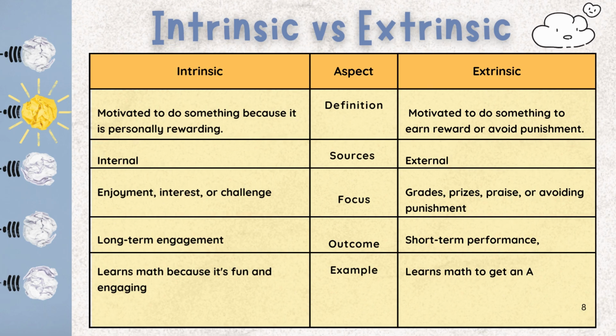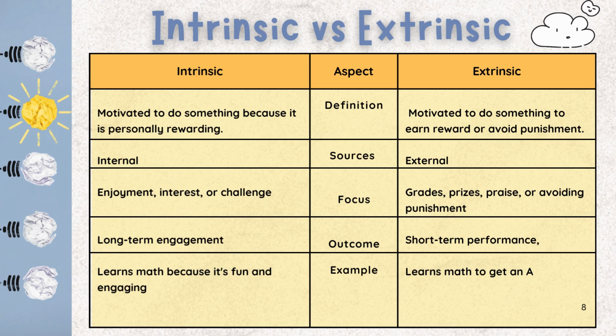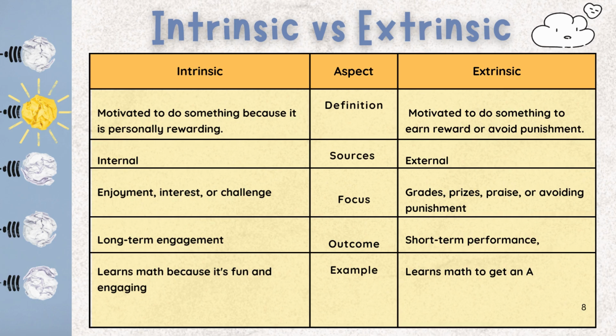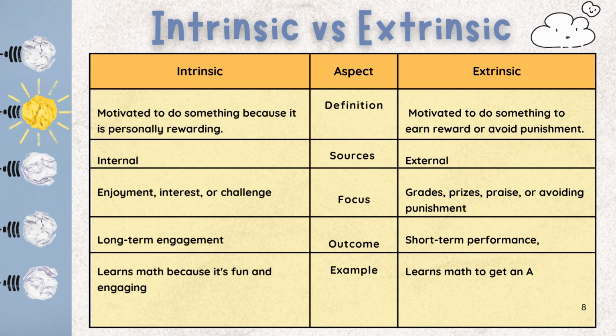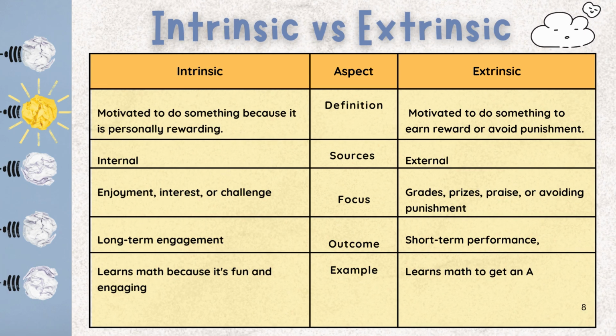Moving on to the next type is extrinsic motivation. It is when students are motivated to do something to earn reward or avoid punishment. In other words, we do it because of something outside of us like money, grades, or approval. Second is the source of motivation is the external. The motivation comes from what others give or expect from us. The third is focus. They focus on grade, praise, or avoiding punishment.